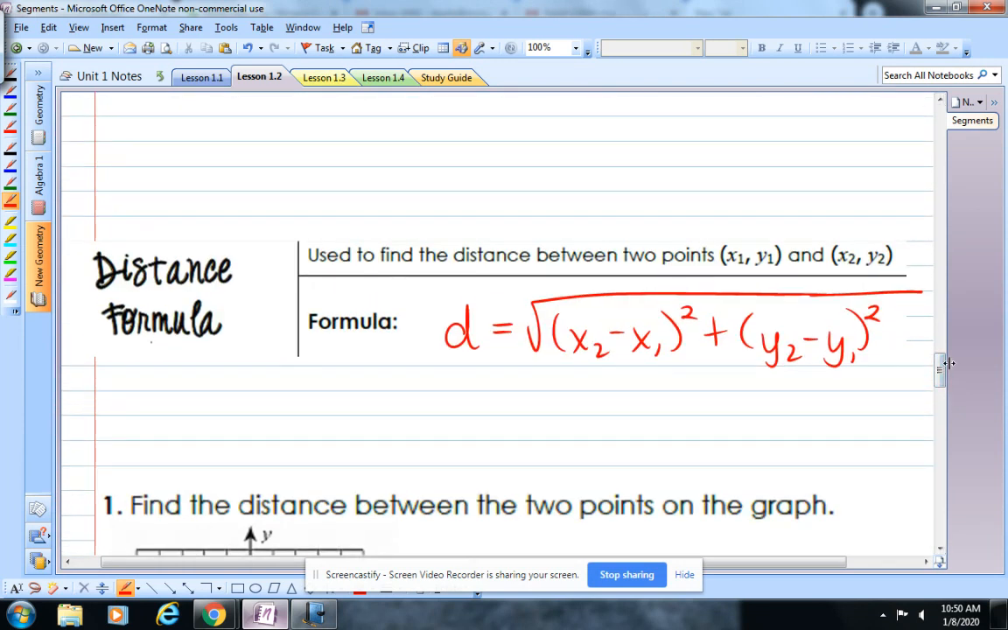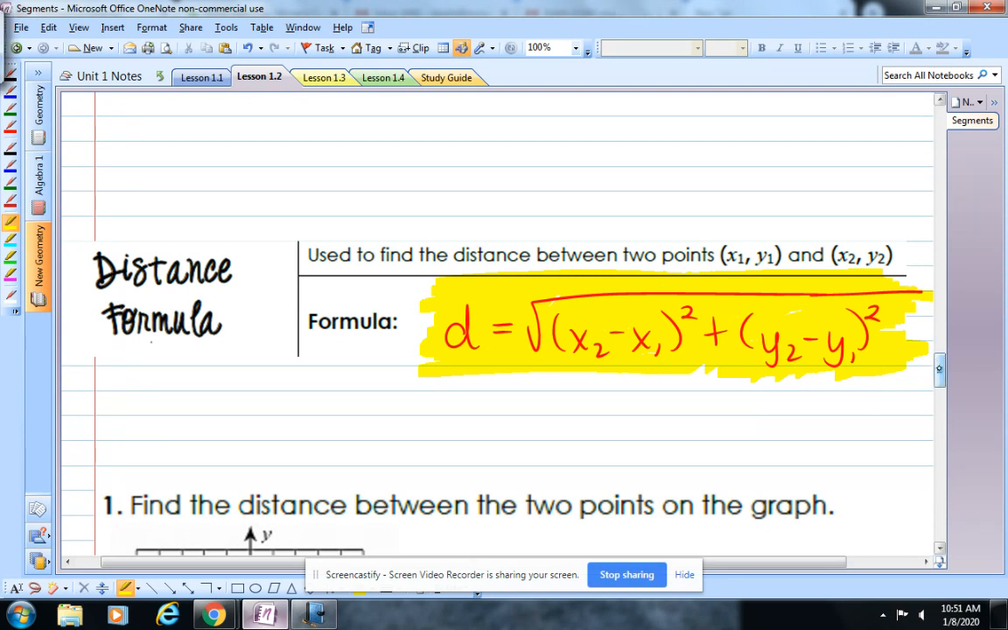So you need to memorize that formula. I'm going to highlight it. It's important. You have a test when? Tuesday. Today is Wednesday. So less than a week away. You need to make sure you have that memorized, okay? x2 minus x1 parentheses squared plus y2 minus y1 parentheses squared. Then you take a square root.